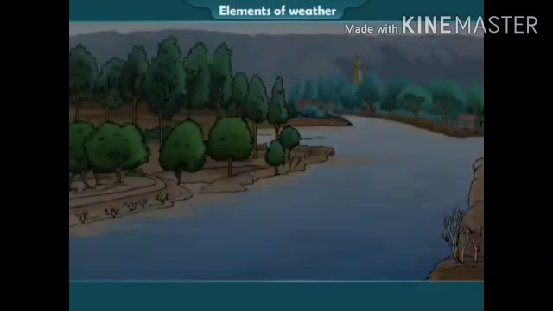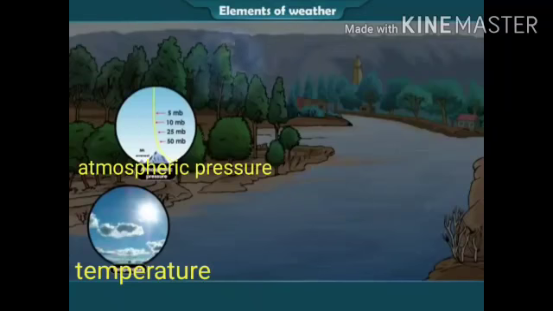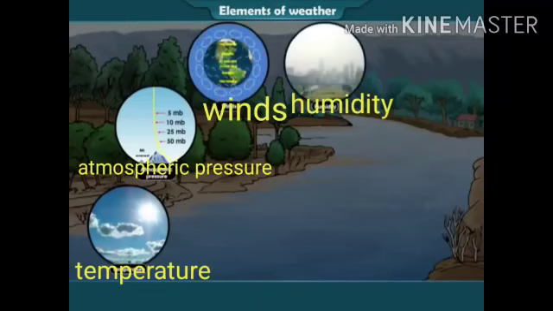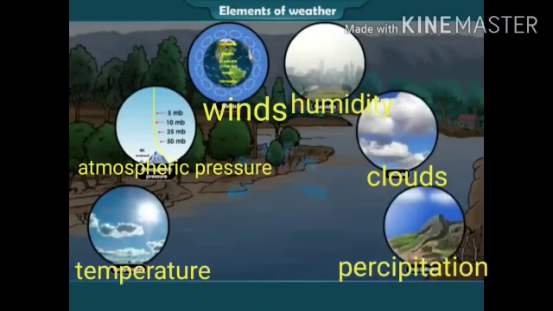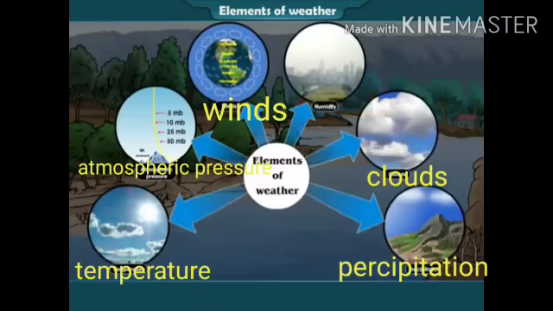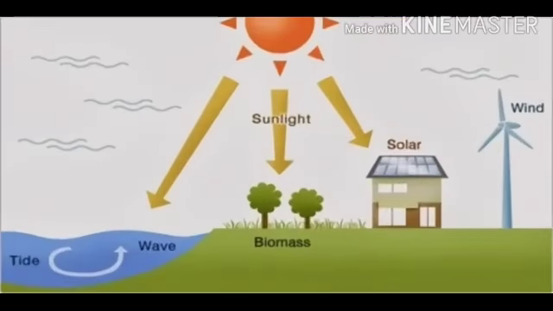Now, let us learn the elements of weather. The elements of weather are temperature, atmospheric pressure, winds, humidity, clouds and precipitation, which we will learn each of them separately in detail. Let us learn about the temperature. The sun is the main source of energy. We get energy from the sun to the earth, which supplies heat through the process of insolation.